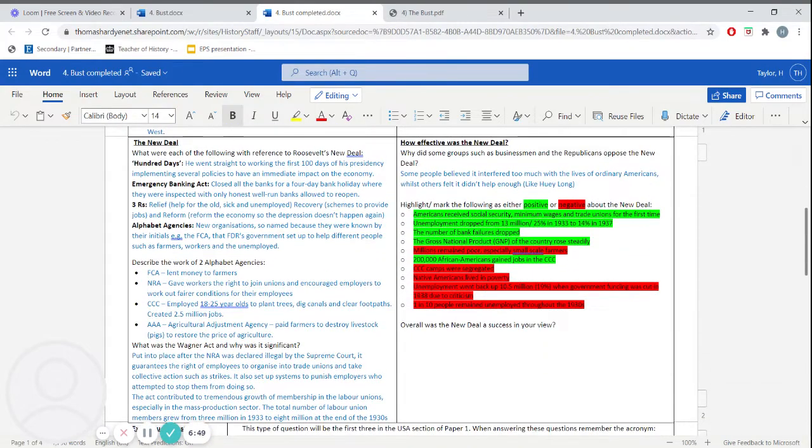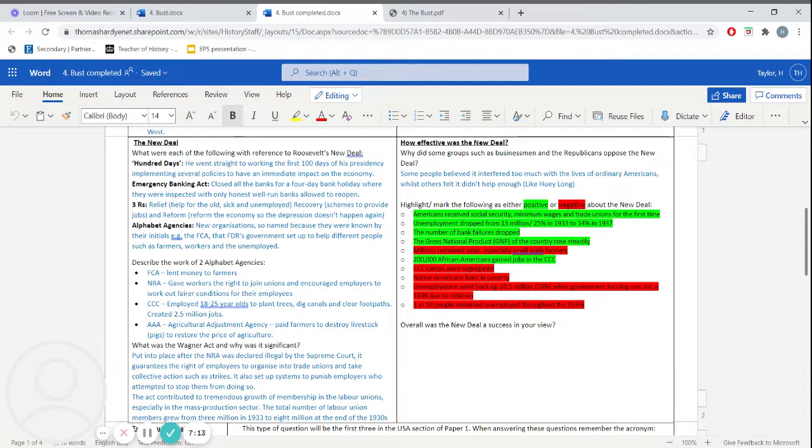Right, so the New Deal. What were each of the following with reference to Roosevelt's New Deal? So now we're starting to look at specifically some of the policies of the New Deal that Roosevelt put into place once he became president. So we've got 100 days. He went straight to work in the first 100 days of his presidency, implementing several policies that had an immediate impact on the economy.